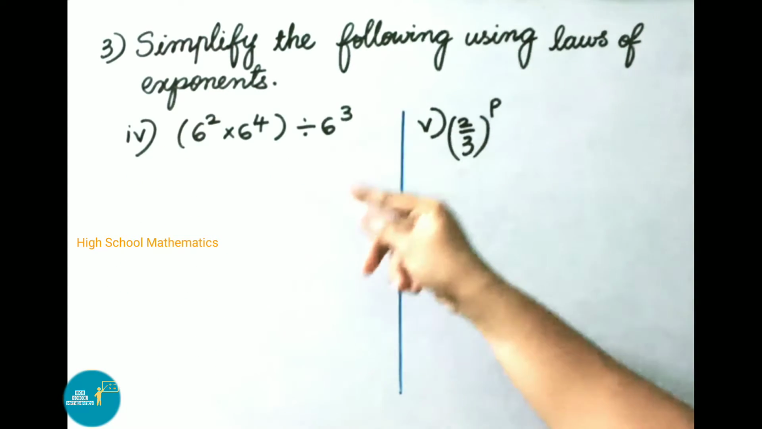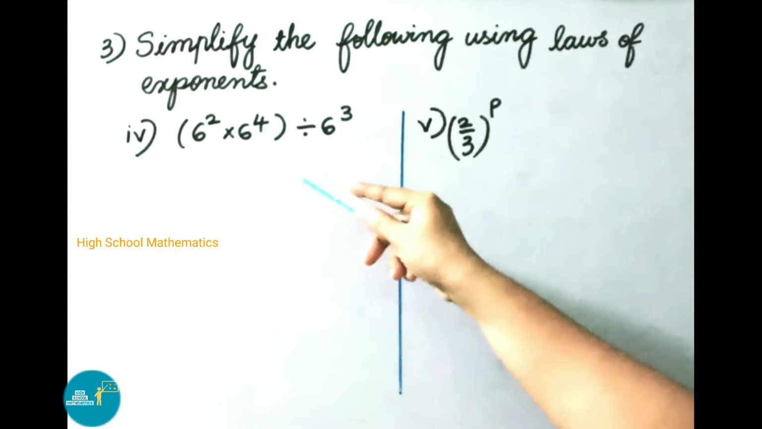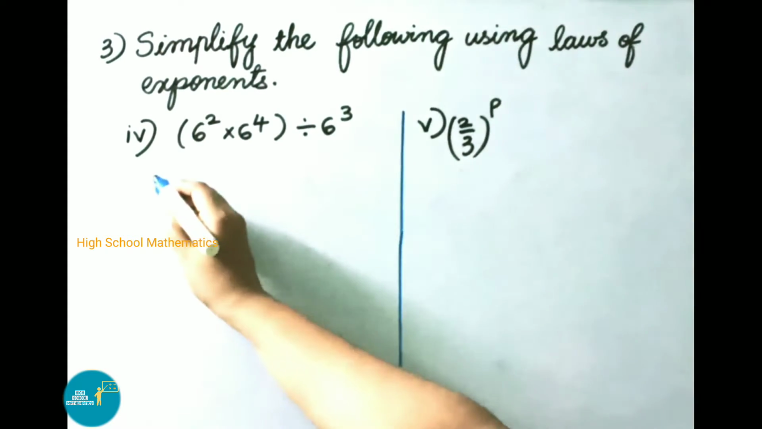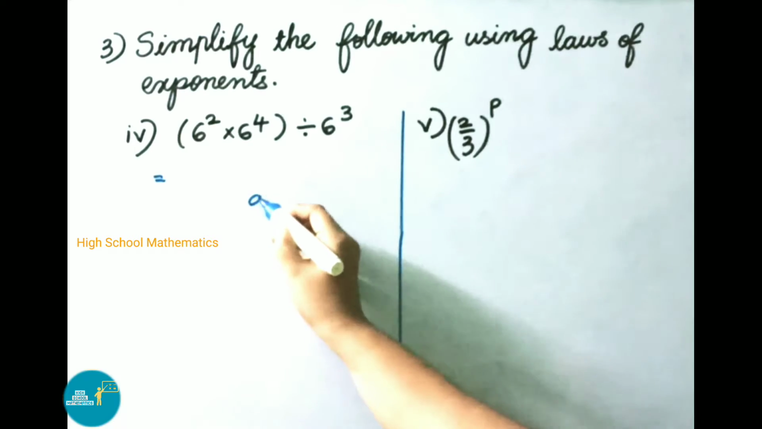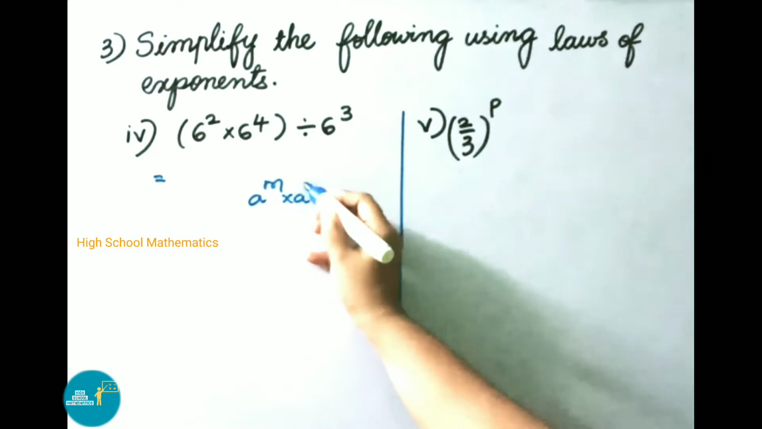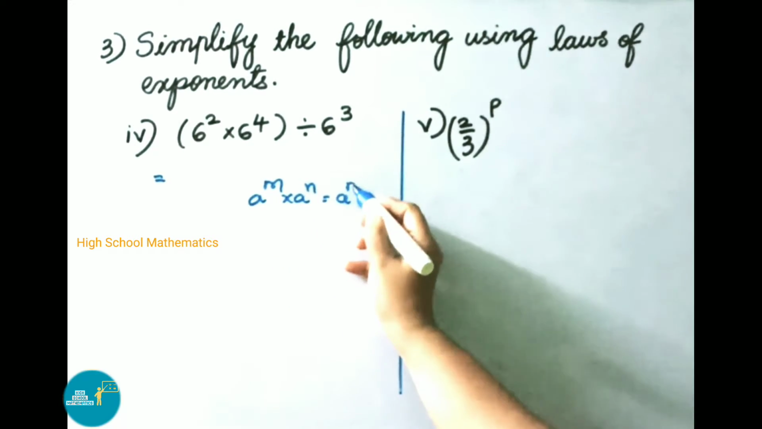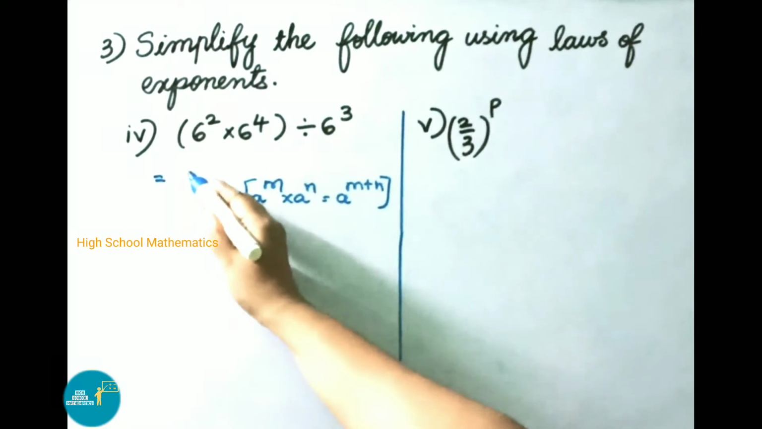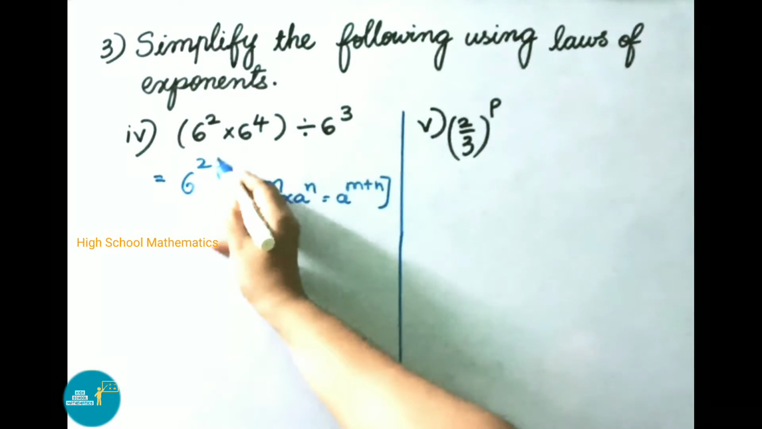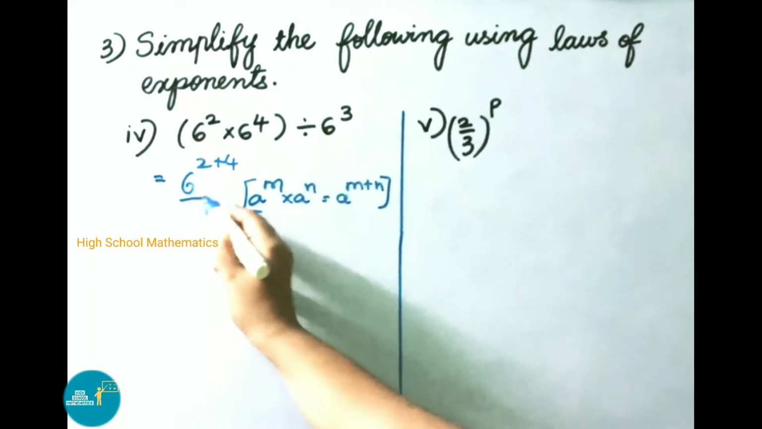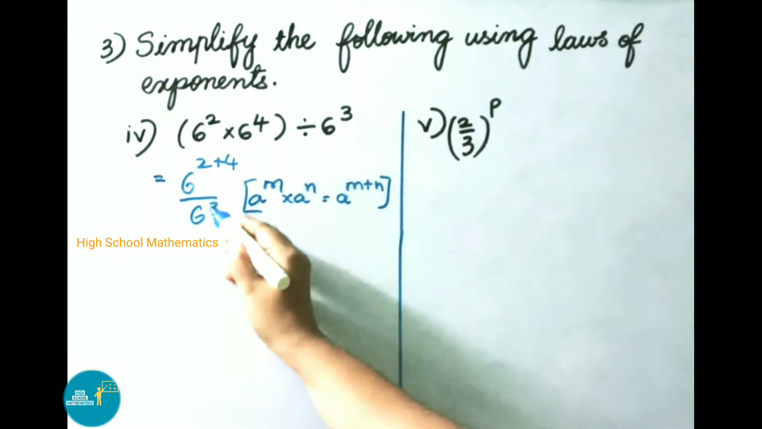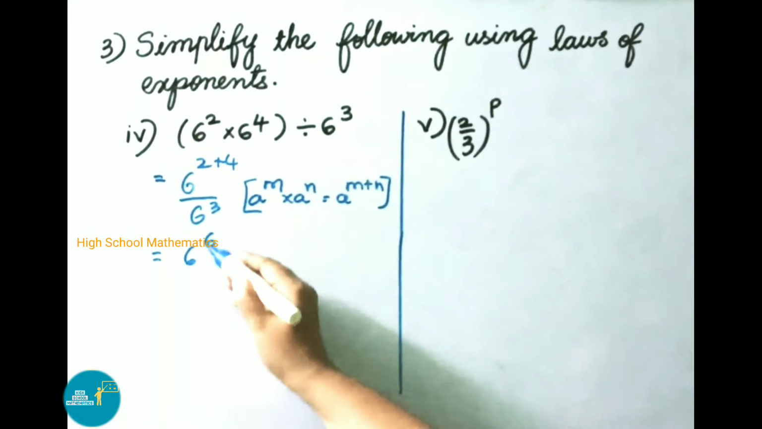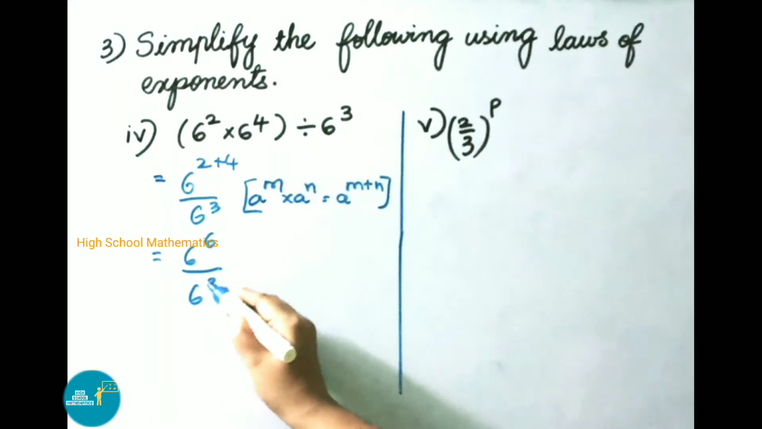Now the third question, fourth sum: 6 power 2 into 6 power 4 divided by 6 power 3. It is looking like the formula a power m into a power n, that equals a power m plus n. So let us write this as 6 power 2 plus 4 divided by 6 power 3. That equals 6 power 2 plus 4, which is 6. Write down 6 power 6 by 6 power 3.